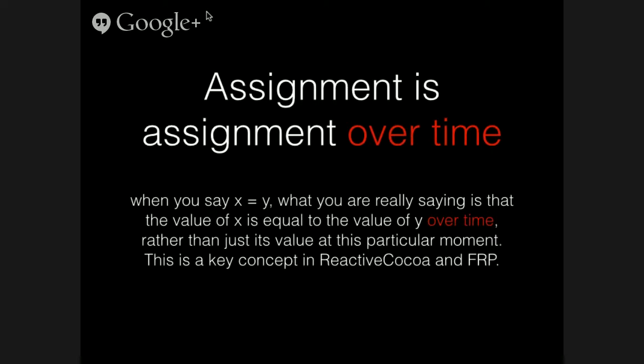It really makes you think, which is sort of good and bad. The great thing is it makes you think really hard about your data and its flow, and the bad thing is it makes you really think about your data and the flow. So you really have to think: how is this changing over time? How do I need to manipulate it over this time? And so this is the key thing with FRP: assignment over time.